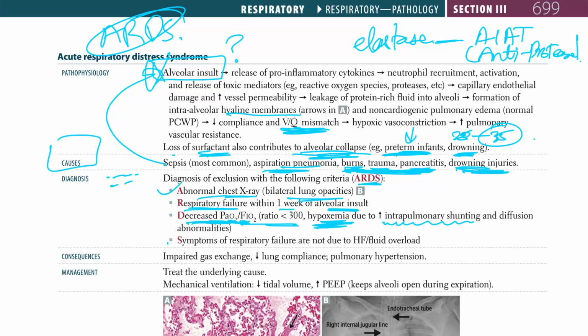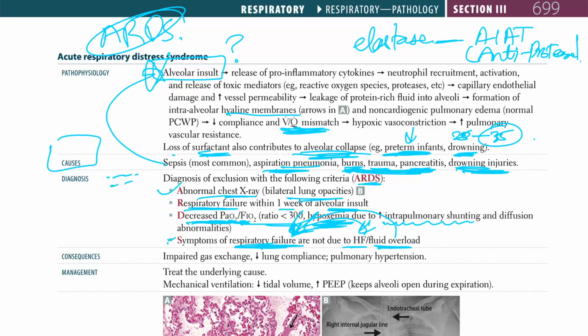And the fourth thing is symptoms of respiratory failure are not due to heart failure or fluid overload. So something is messing up with the respiratory system itself. It's not due to that. You have heart failure, you have all the backup of fluid causing respiratory failure, or you just have fluid overload going into the respiratory system causing this respiratory failure. It's just it is not due to those factors.